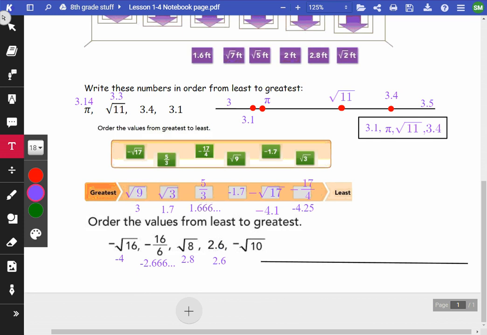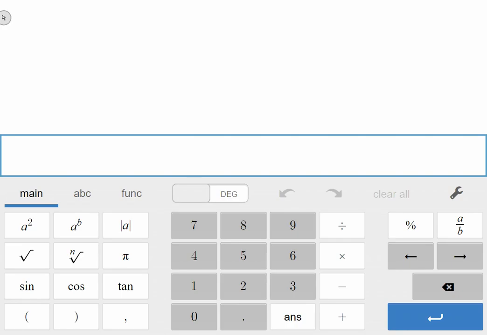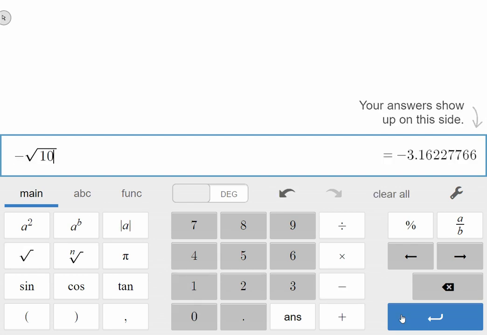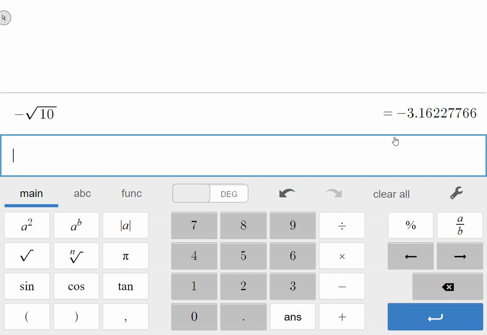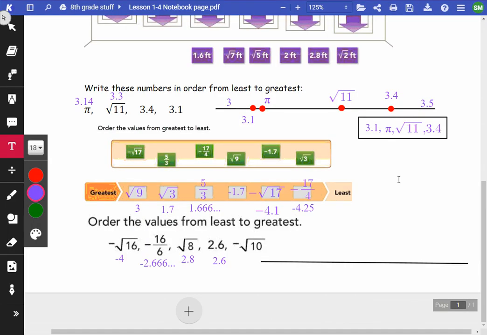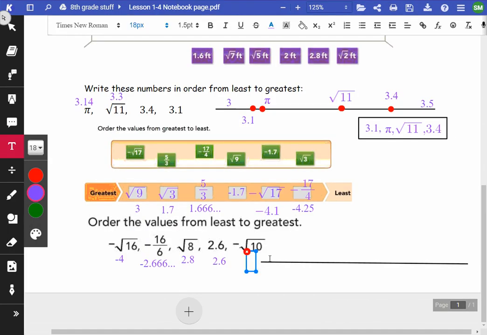And negative square root 10. I closed my decimals calculator, and now I'm back. I needed the negative square root of 10. Enter. Negative 3.2, I'm going to call that. So, negative 3.2. Okay, I need to move that whole thing.